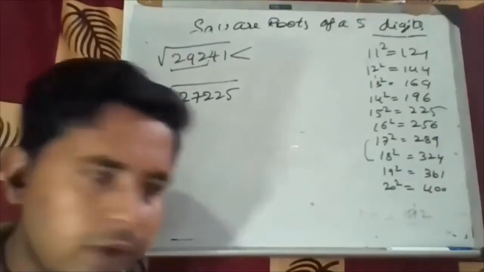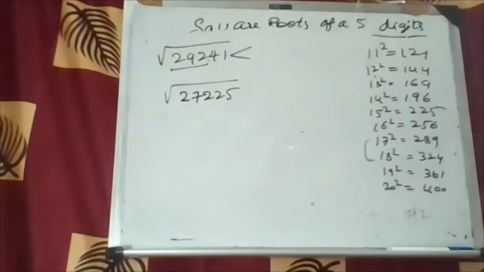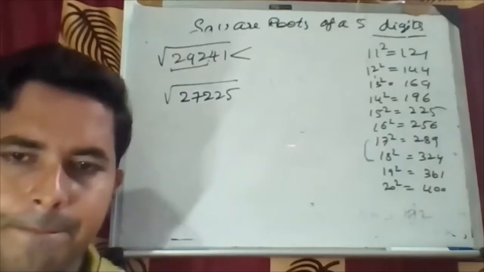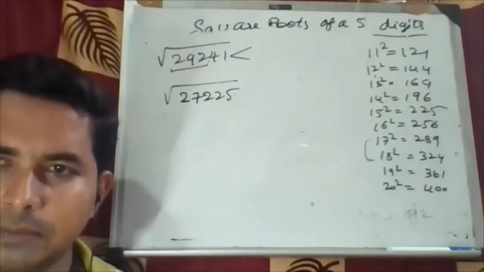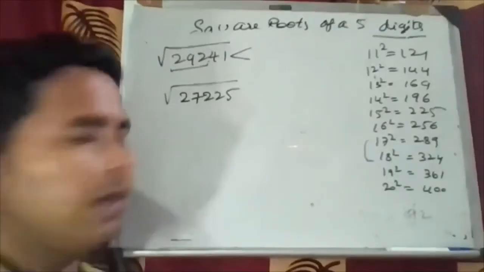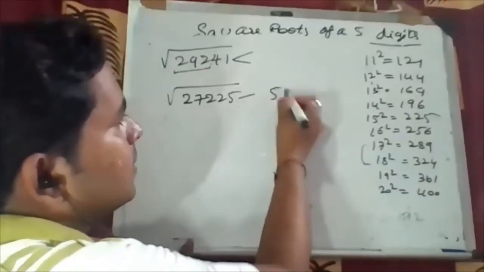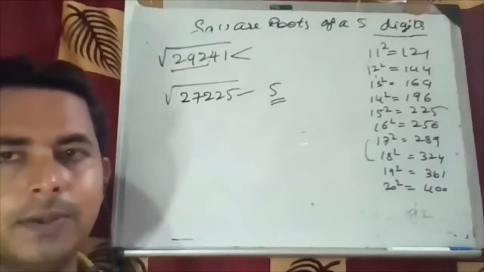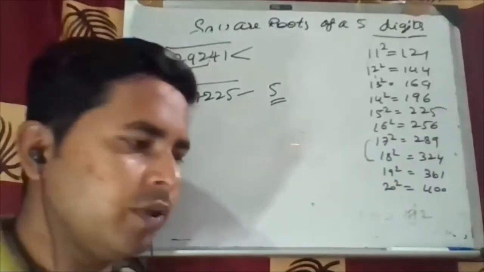You can take the square root of 27225. 165. Yes, correct. The last digit should come as 5 only. There is no two choice. So the last digit should come as a 5.